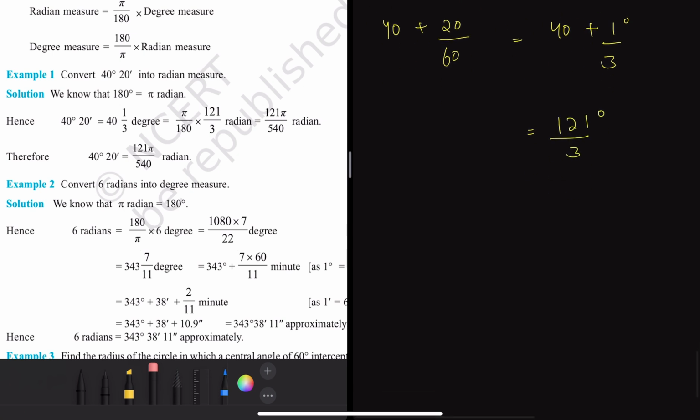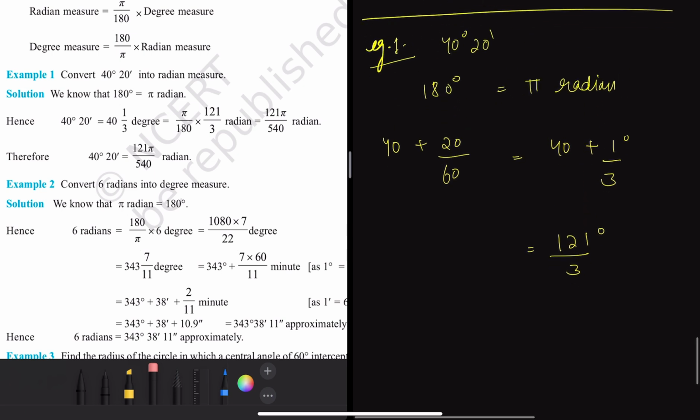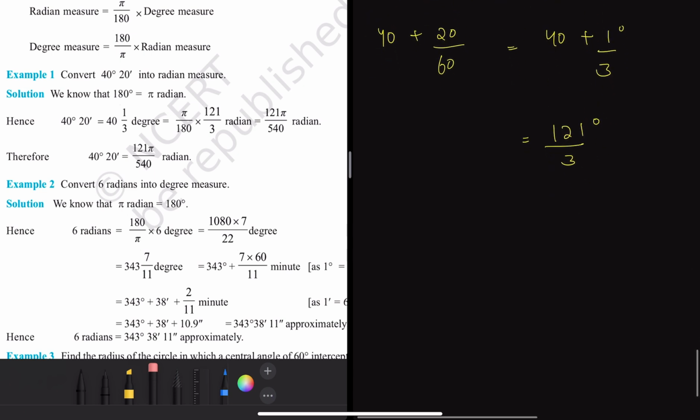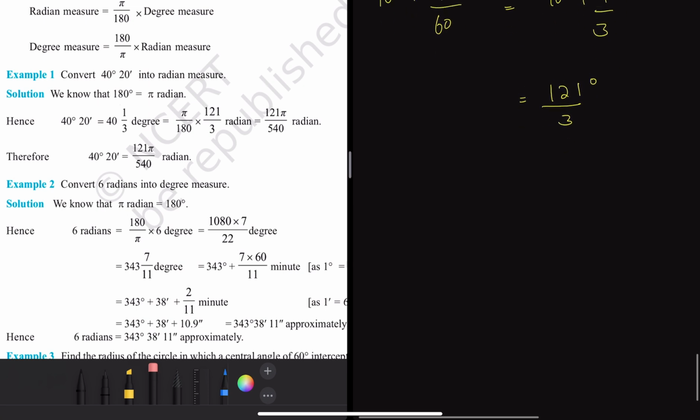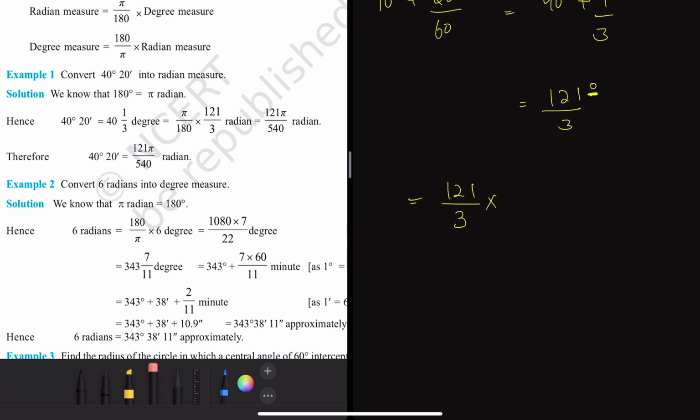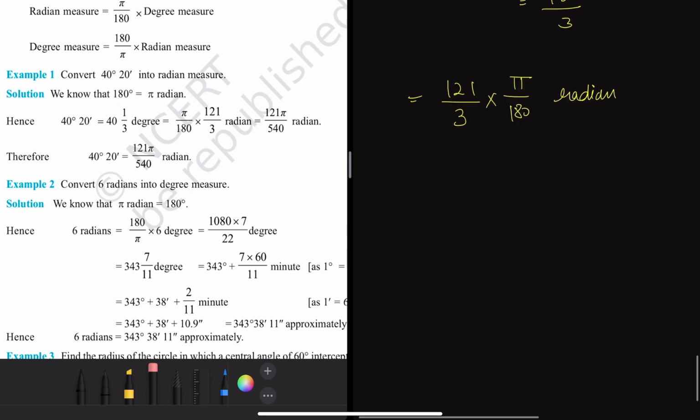Now when you are given a measure in degrees and you have to convert it into radians, you will simply multiply it by pi by 180. So we can write 121 upon 3 multiplied by, since 1 degree is equal to pi by 180, this will be a radian measure. I'll just multiply 121 by pi, and 3 into 180 is 540. So 121 pi upon 540 radians is the answer.